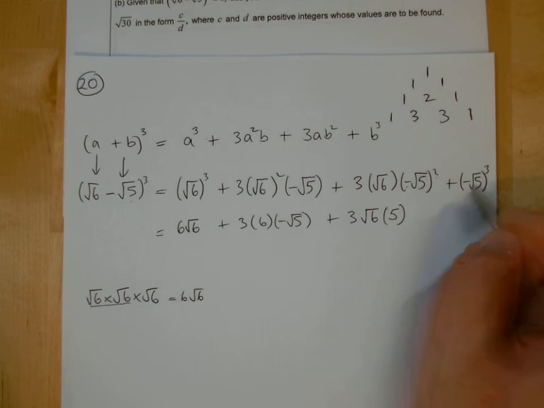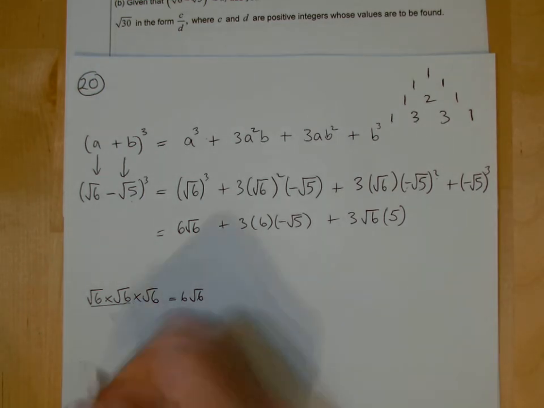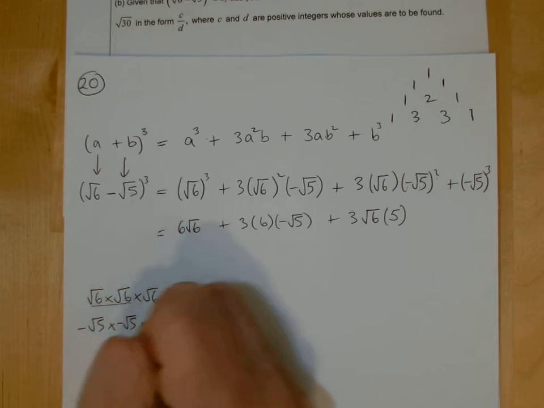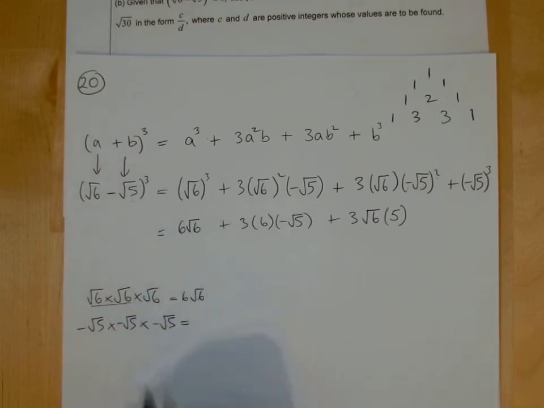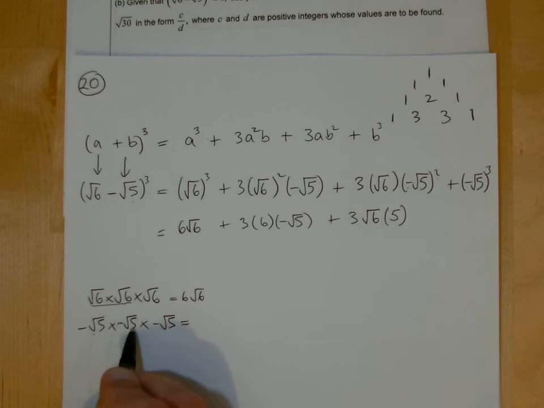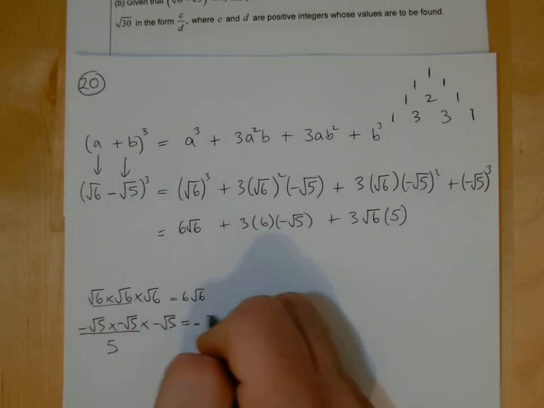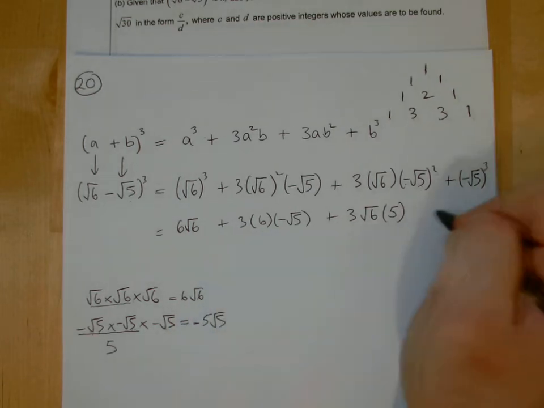And at the end there, well, similar situation to this, isn't it? You just have negative root 5 times negative root 5 times negative root 5, okay? Well, negative root 5 times negative root 5, there's a pair there, isn't it? So that just becomes 5, as we saw earlier, because essentially you're squaring, aren't you? So it becomes positive to start with, minus times a minus is positive, and root 5 times root 5 is 5, and then times it by negative root 5, so you get negative 5 root 5 there.